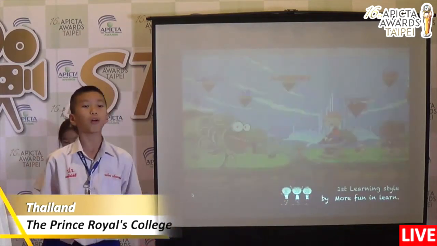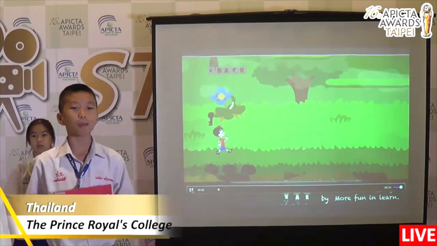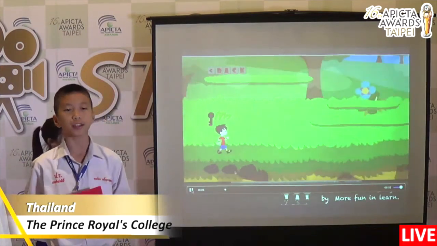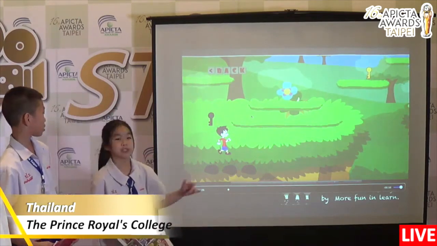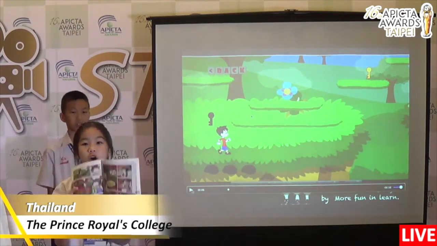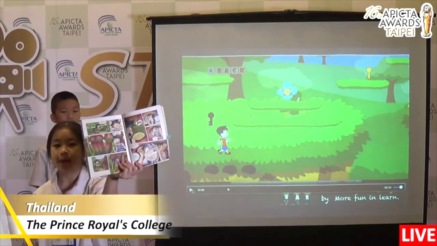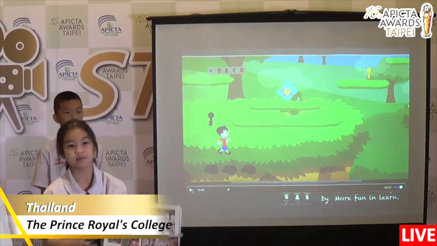In addition to our lab option, we have an adventure option where students play an interactive game for fun to learn. The inspiration for this option comes from this comic book, because my friend likes it and it is very famous in Thailand.